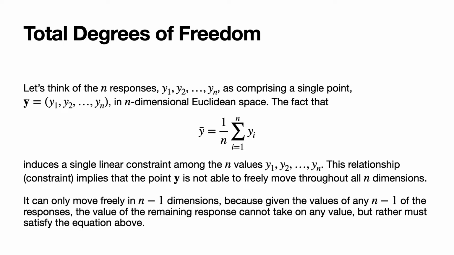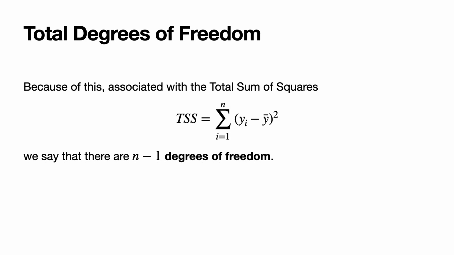Now, the fact that the mean of the y values is a linear combination of the y values induces a single linear constraint among the n values, y1 through yn. This relationship, represented by this equation, which is also a constraint, implies that the point bold y is not able to freely move throughout all n dimensions. In fact, it can only move freely throughout n-1 dimensions, because given the values of any n-1 of the responses, the remaining response cannot take on any value, but rather must satisfy the equation shown above. Because of this, associated with the total sum of squares, TSS, we say that there are n-1 degrees of freedom.